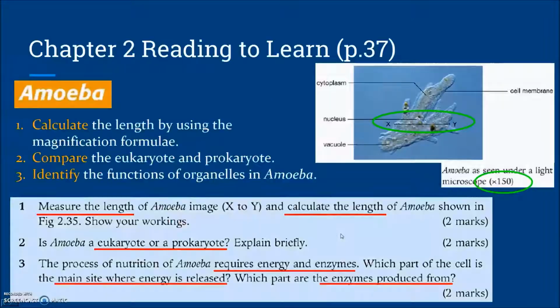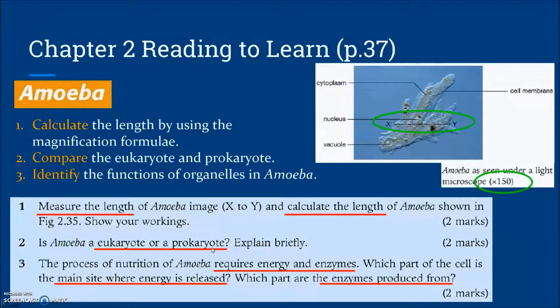So for question 2 first, we take a look at the amoeba. For the picture, XY, and the magnification power are given. In this question, you need to calculate the magnification and the length of the amoeba. So measure the length of the amoeba, X and Y, use the ruler, and then calculate the length. And the second one is that you need to compare the eukaryote and the prokaryote, because you need to tell us, is amoeba a eukaryote or a prokaryote?